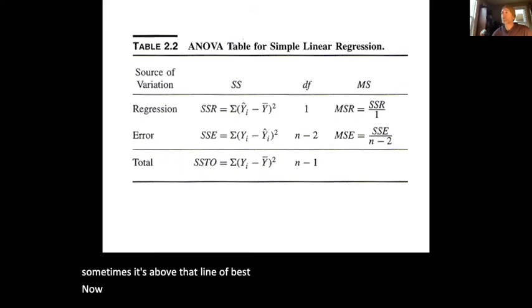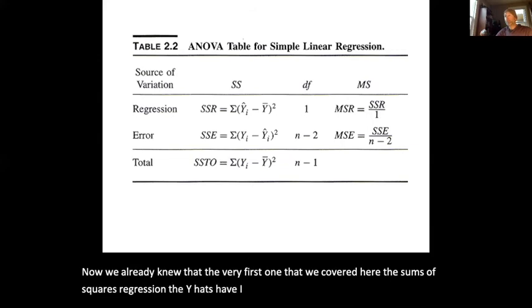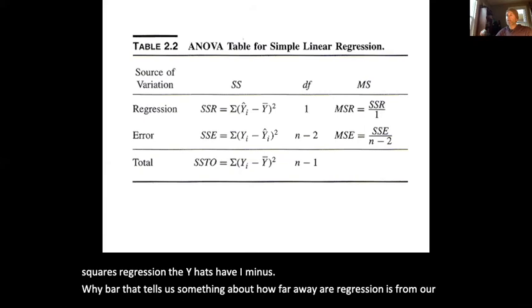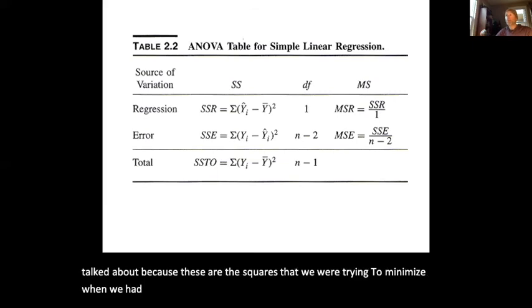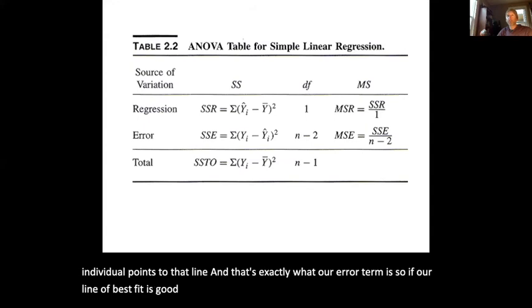Now, the very first one that we covered, the sums of squares regression, y hat sub i minus y bar, tells us something about how far away our regression is from our overall mean line. The error term will look familiar from what we just talked about, because these are the squares that we were trying to minimize when we had the line of best fit. We were minimizing the distance of the individual points to that line, and that's exactly what our error term is. So if our line of best fit is good, that error term is really small because we've minimized it by getting the line of best fit through those points.